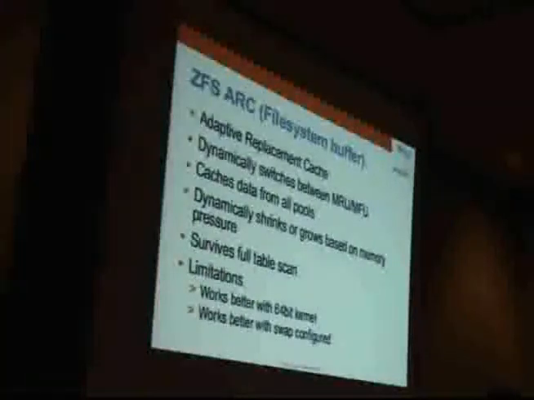The ARC will cache the data from all the pools. It uses all of memory to cache. So if you're using ZFS and you see your free memory low, don't panic, because as soon as there is a requirement for memory, the ARC will start freeing up. Switching between most frequently used and most recently used will allow you to survive a full table scan. We have seen that the ARC works best when you have a 64-bit kernel. This is because the ARC is in the kernel, and there are address space limitations there. It also works best if you have swap.